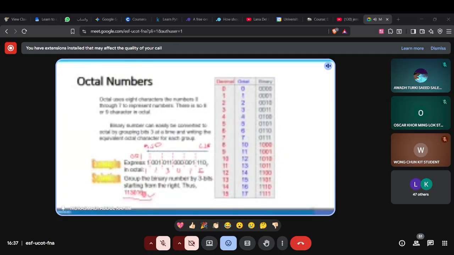If the question asks you for octal, then the result should be octal, and the grouping should be 3. If the question says hexadecimal, the answer should be in hexadecimal, meaning base 16, and the group bit must be 4. Okay, that's the difference between octal and hexadecimal.